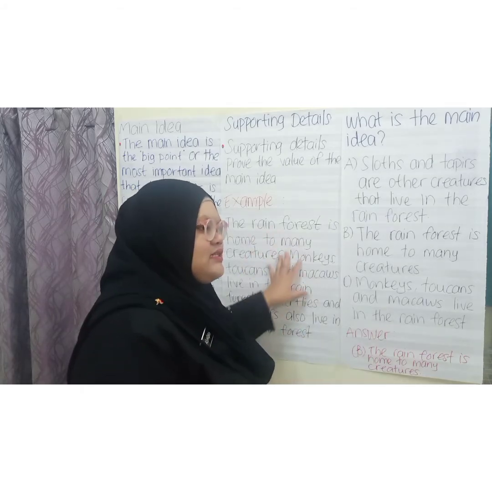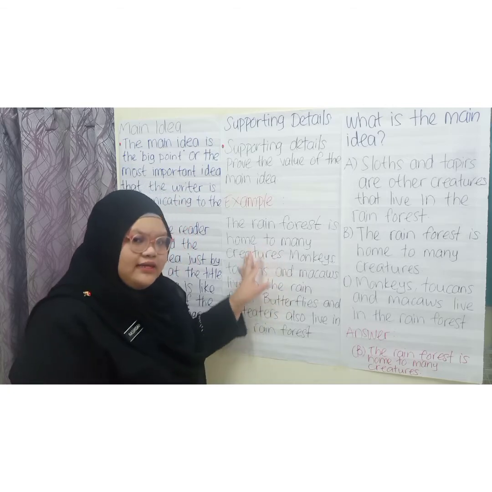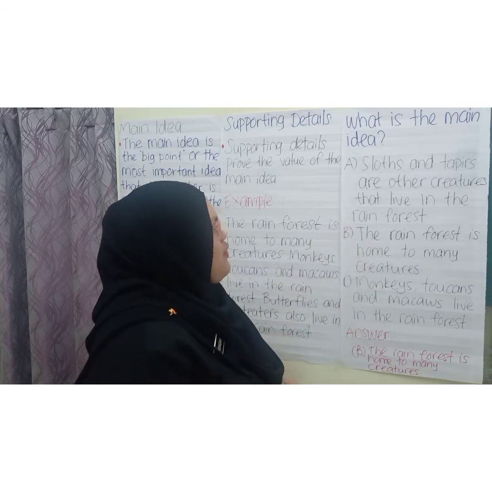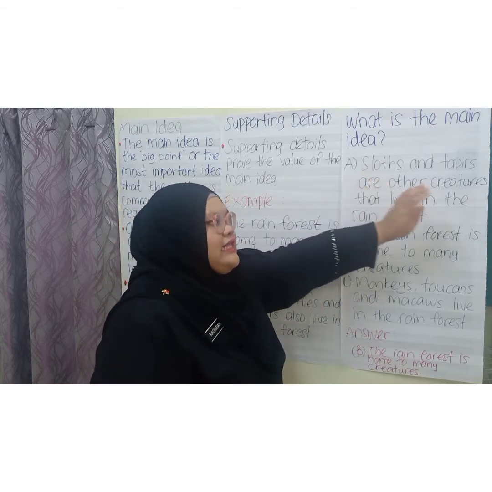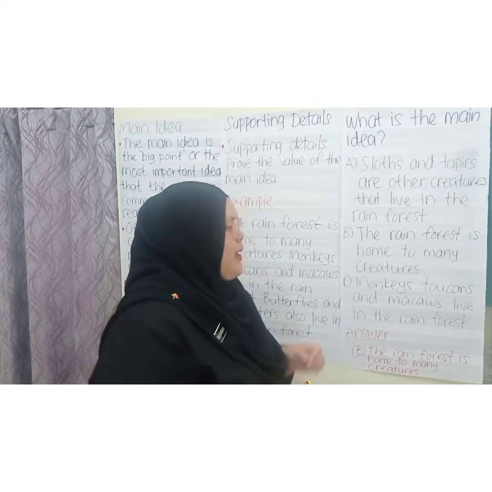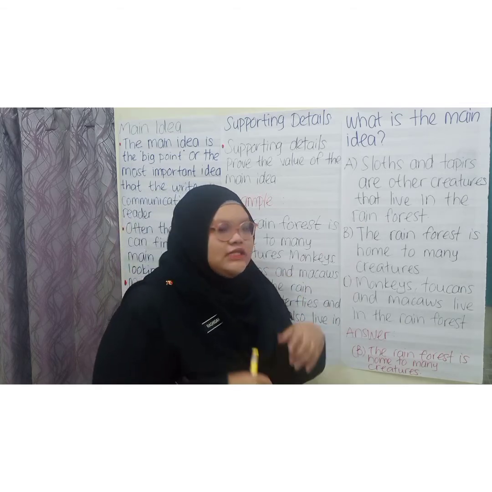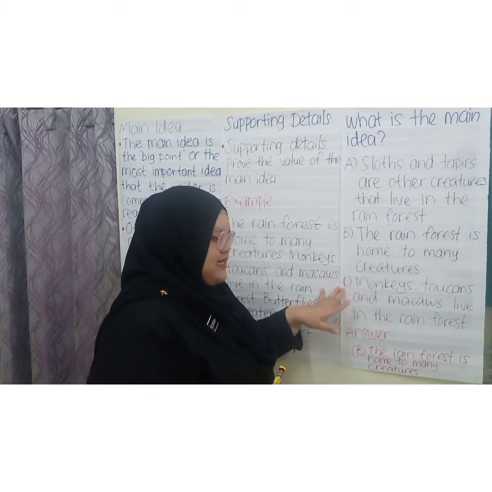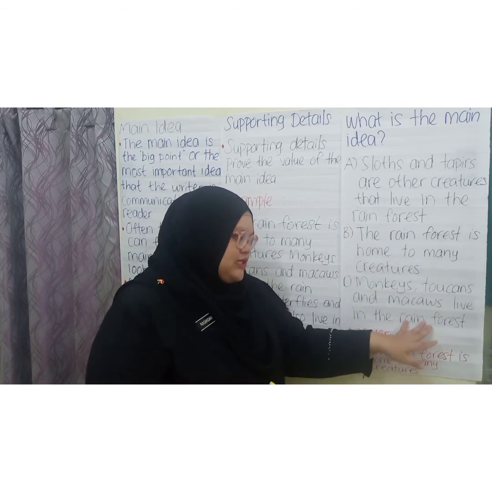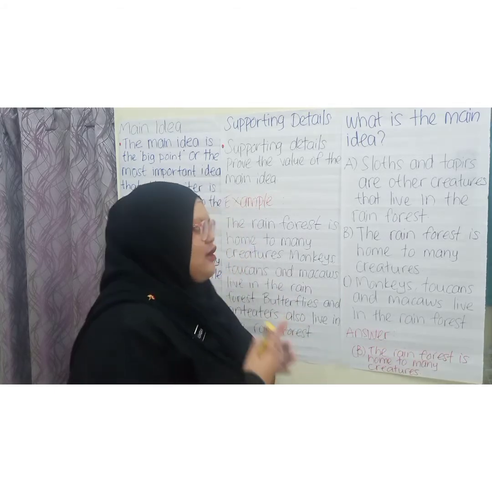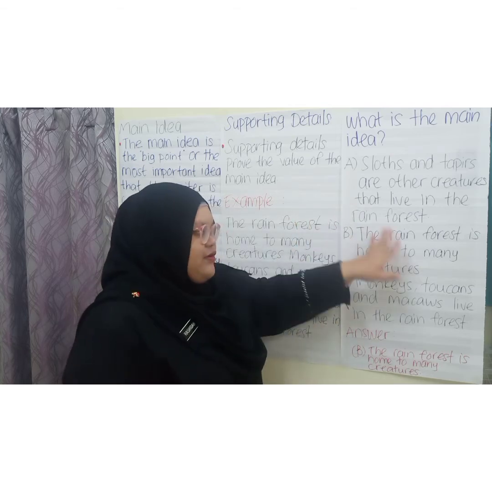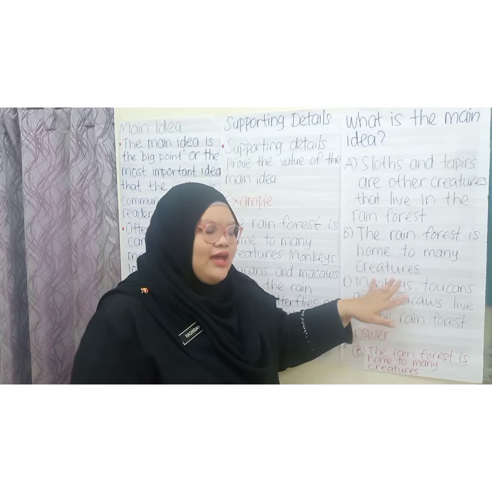So, from this reading text, what do you think the main idea is? Okay, these are the choices of answer. Let's look one by one. Okay, A, we have sloth and tapirs are other creatures that live in the rainforest. B, the rainforest is home to many creatures. And C, monkeys, toucans, and macaws live in the rainforest. So what do you think the answer of this main idea is? So definitely the answer is B. The rainforest is home to many creatures.